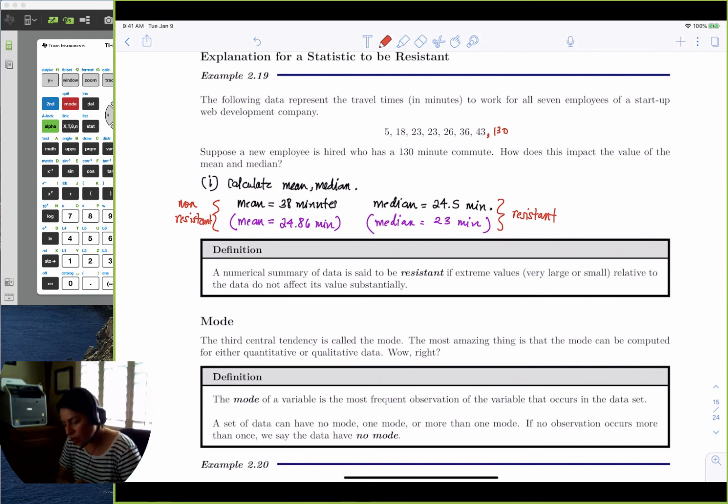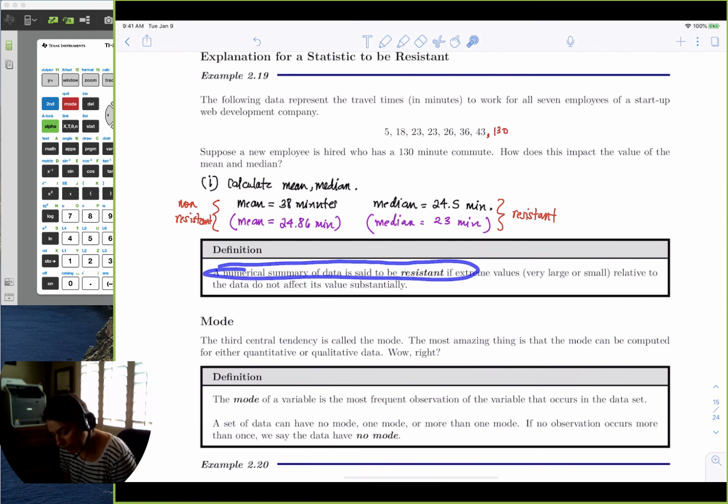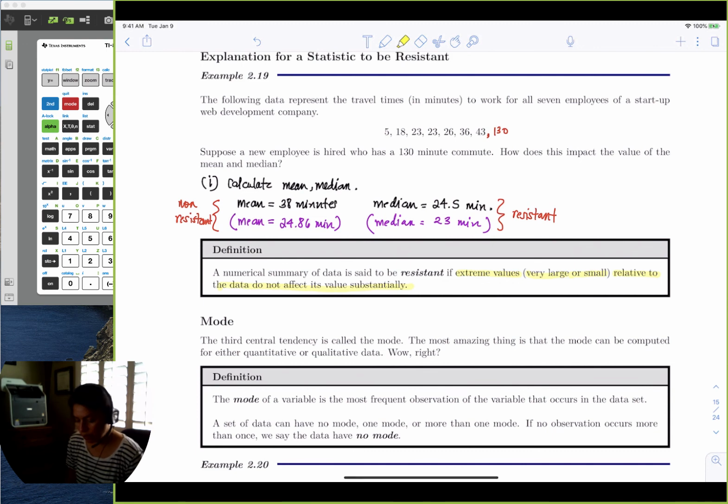Okay, so here's the definition. A numerical summary of data is said to be resistant if, and this is where we get our highlighter out, if extreme values, very large or small relative to the data, do not affect its value substantially. And we could see that the median was not affected substantially, but the average was in our previous example.